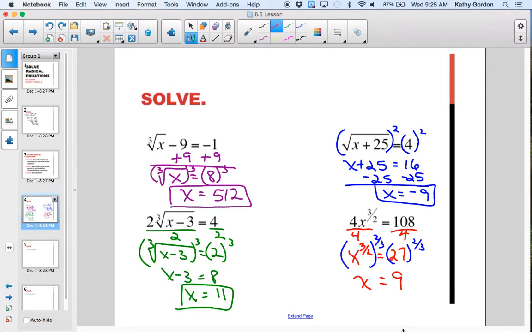Okay, and is 9 really going to work? Yeah, we go back up here. 9 to the 3/2 means I take the square root of 9, 3, and then cube it, 27, and then multiply by 4, and we get 108. So this is all good.